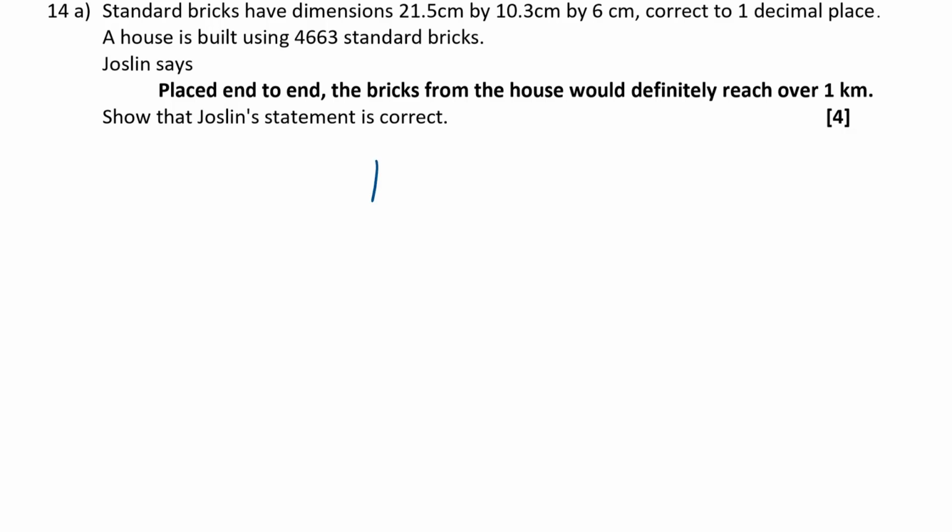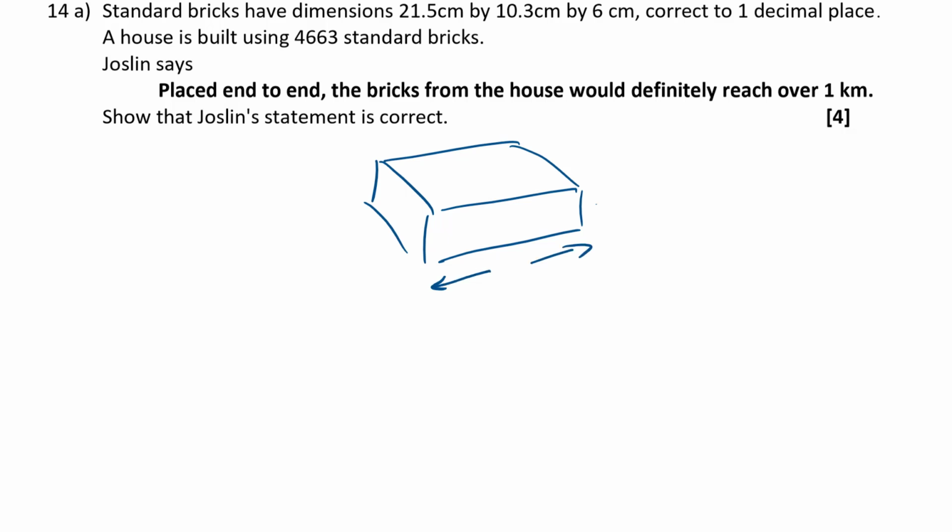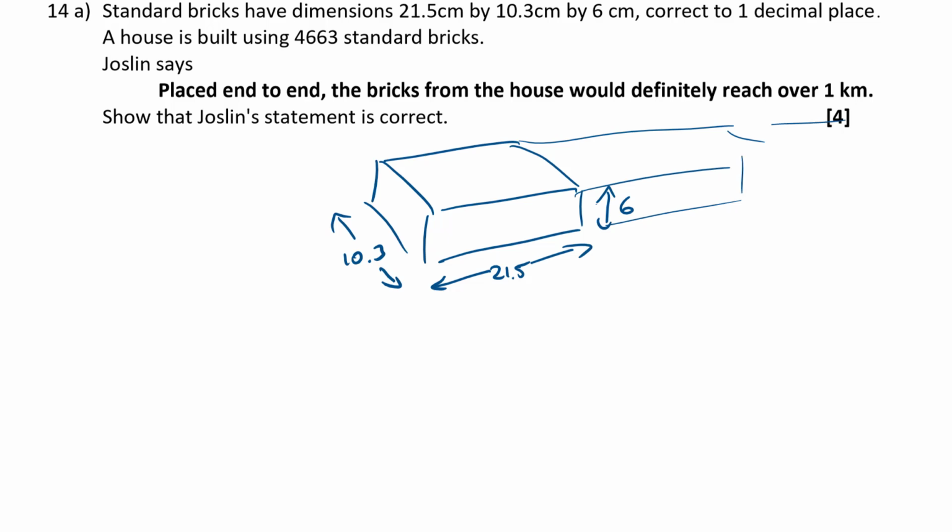Okay, so let's just have a little think about the brick to start with. Bricks tend to be cuboids, don't they? So it's got the long measurement along here. That was 21.5. And then 10.3 is one of the other ones. I'm going to assume it's the depth, and I'm going to assume the height of this is 6. Okay, so if we're going to arrange these from end to end, they're going to stretch the furthest if I put them lengthways, aren't they? So I don't need to use all of these measurements. I just need to use one of them, which is this measurement here, 21.5.